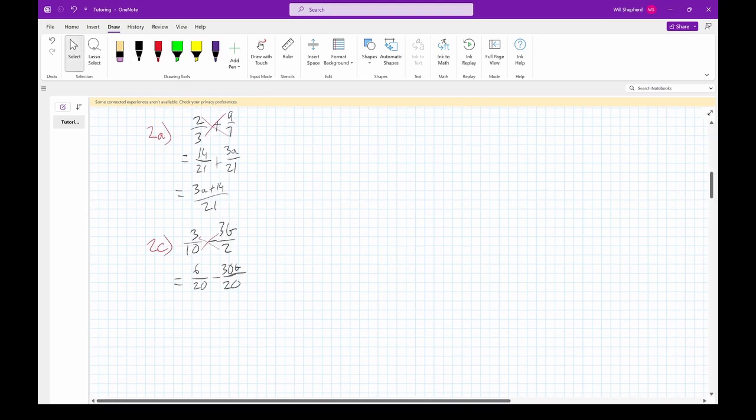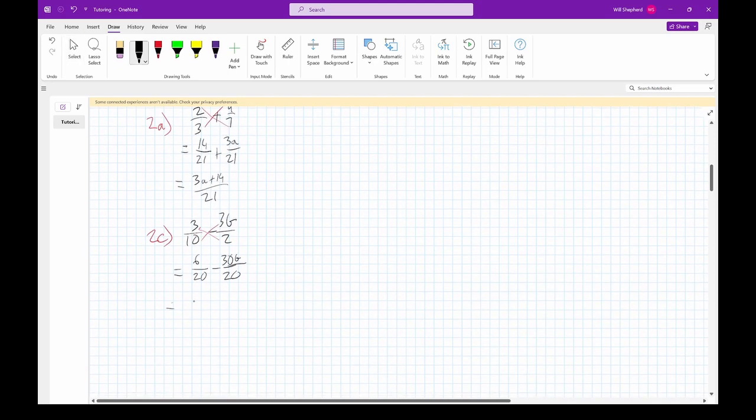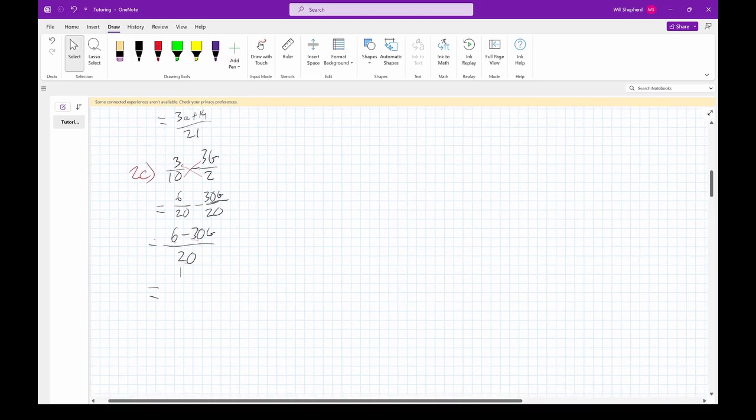Cool. Then we can consolidate this, and we could do negative 30b plus 6, I should say, but why don't we just go 6 minus 30b, and that's going to be over 20. Now, these all share a common factor, the 6, the 30, and the 20, because they are even numbers, and so therefore they are all divisible by 2. So if we divide everything by 2, what we get is 3 minus 15b over 10. About that.